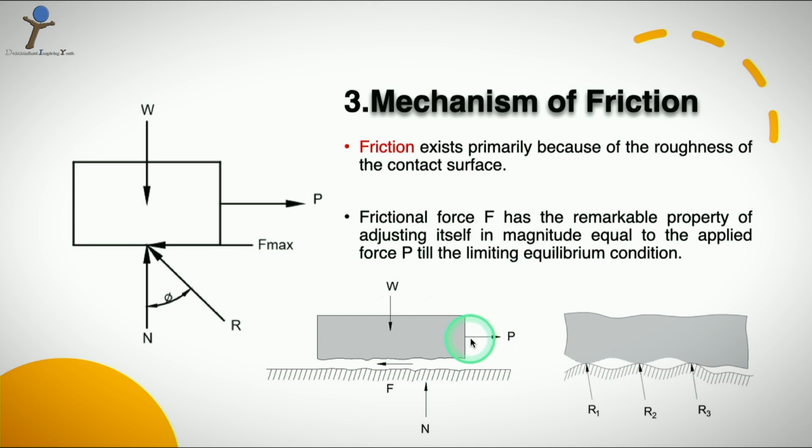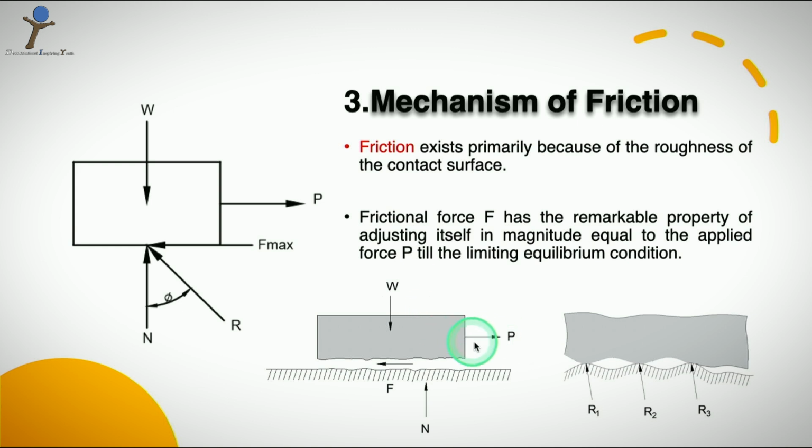Now, when the body is being pulled with force P, there is a chance of these peaks of the body getting interlocked with the troughs of the contact surface. So, due to this, the body develops certain resistance for the motion, and that resistance force is called a frictional force, which acts in the direction opposite to the main pulling force.